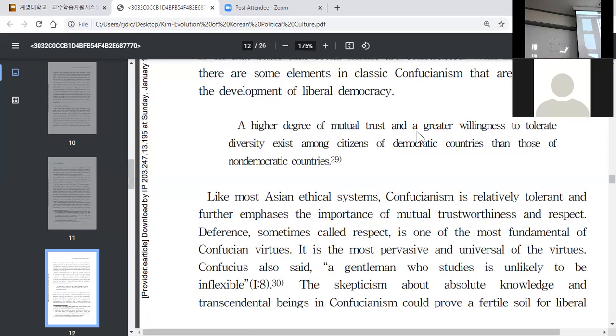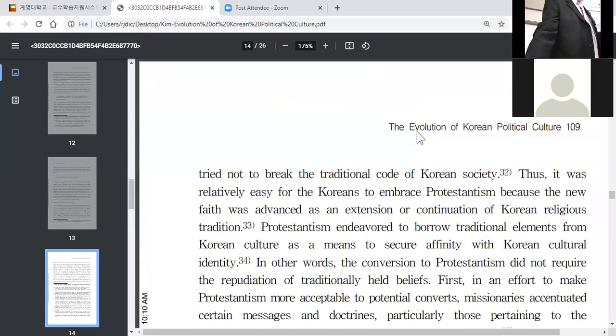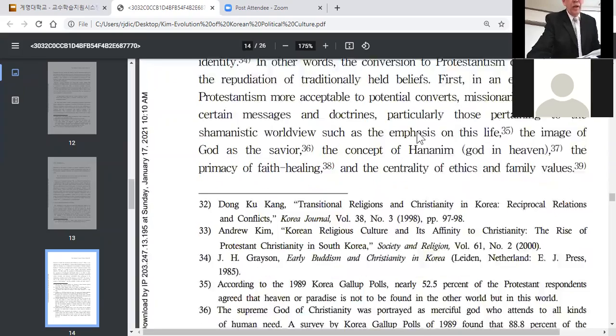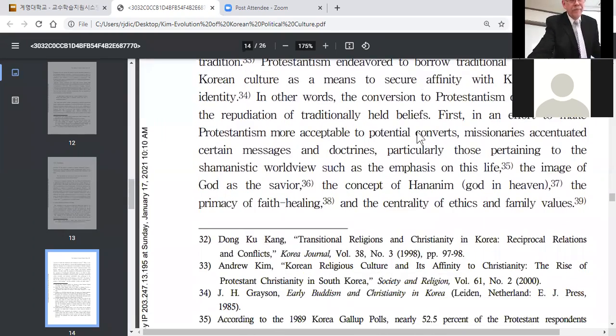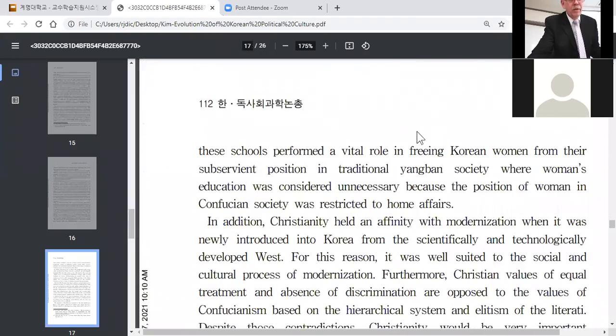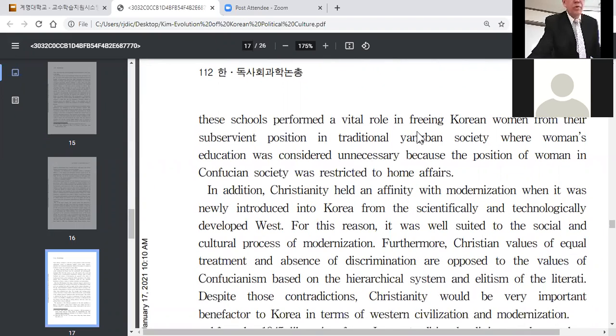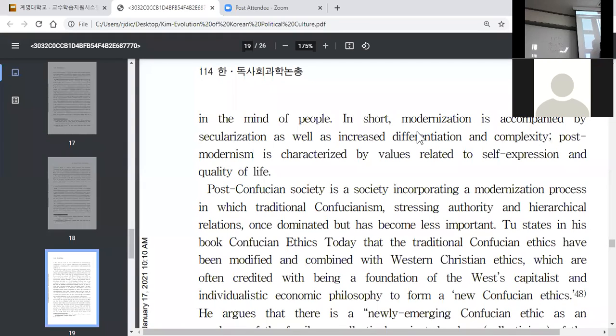Here's the phrase, it's on page 114. Post-Confucian society is a society incorporating a modernization process in which traditional Confucianism, stressing authority and hierarchical relations, once dominated but has become less important. So that's your sentence. Post-Confucian. Now, a lot of people don't use that phrase. I won't say that's a mainstream concept. Most people still call Korea Confucian.